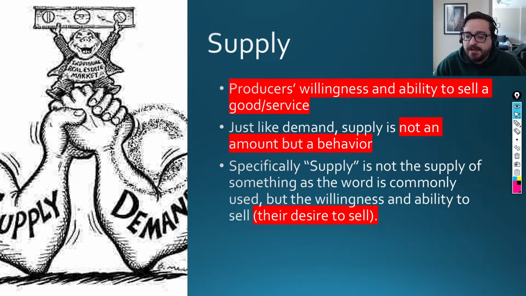So while in normal speaking terms, it does make sense to say the supply of something is like 100,000, in the context of this graph and this class, it does not make sense to say that because supply is just demand, but for businesses. Instead of how badly they want to buy, it's how badly they want to sell. So it's like yin and yang to demand.